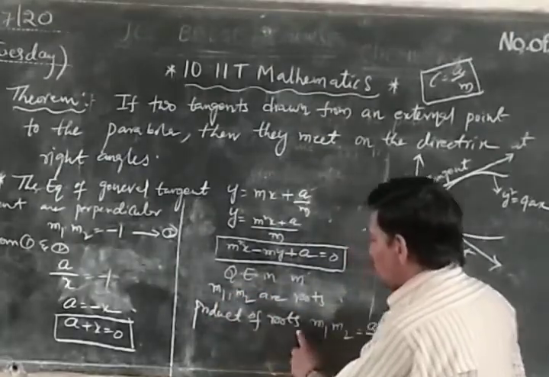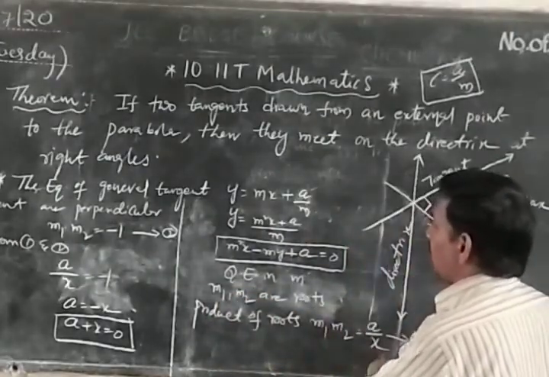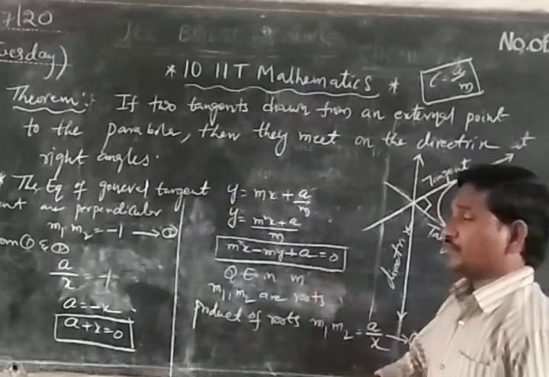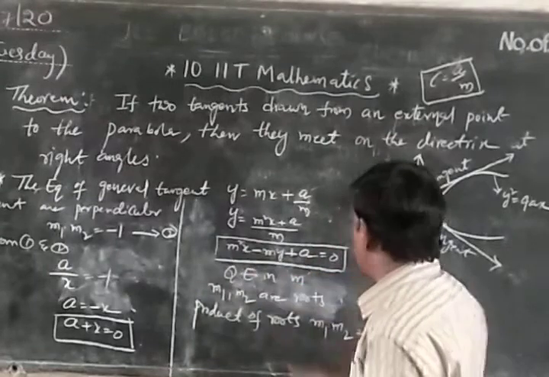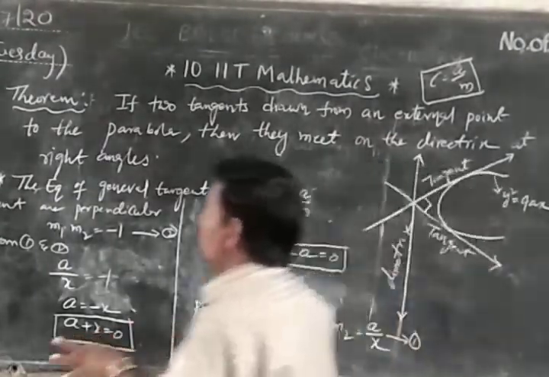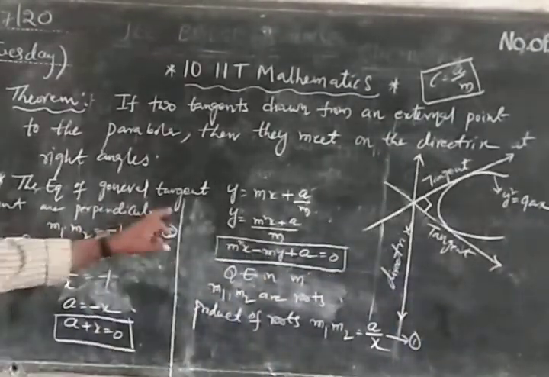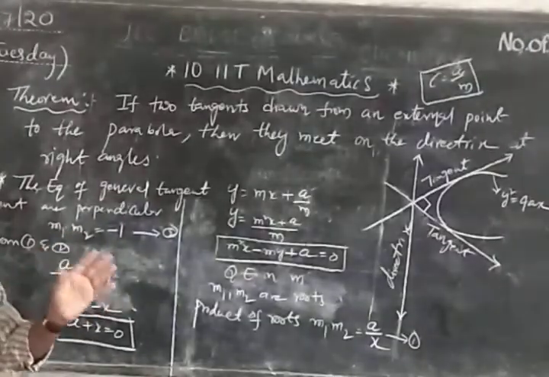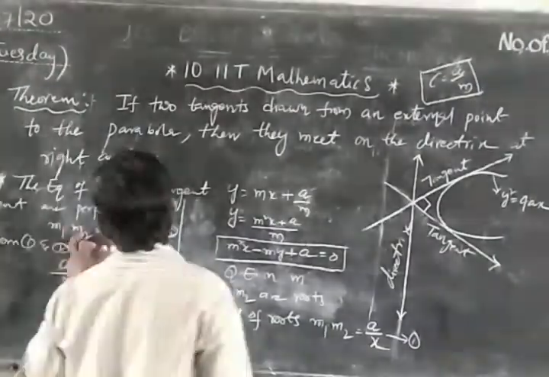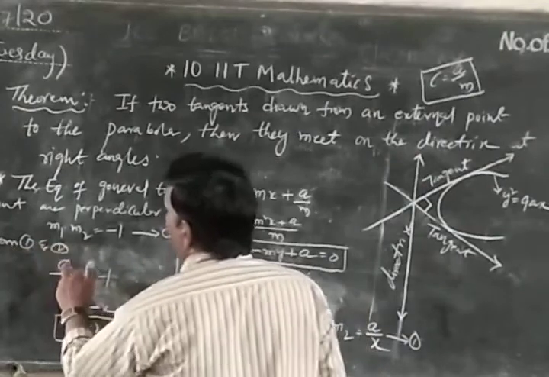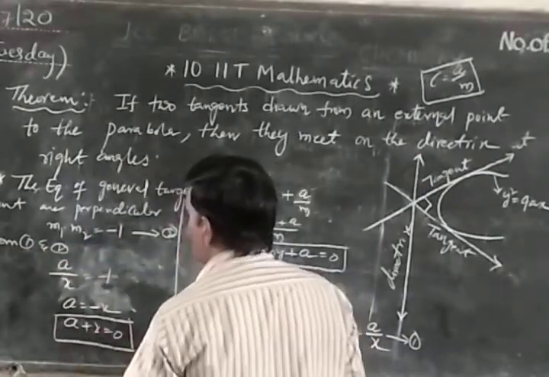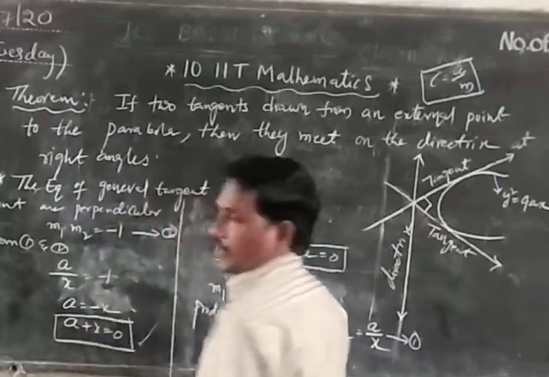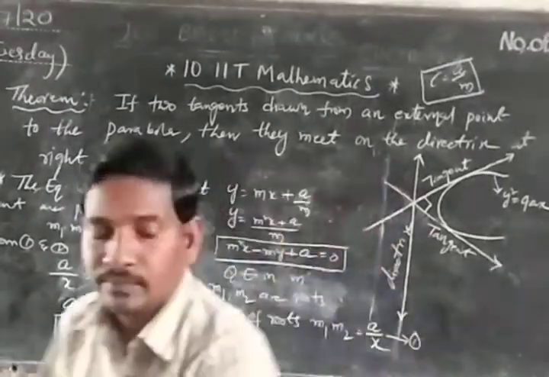The product of the roots, we know that m1 dot m2 equal to a by x. Why? Because the product of the roots is c by a, so a by x. We know that the tangents are perpendicular, so the product of the slopes m1, m2 equal to minus 1. From 1 and 2, a by x is equal to minus 1, a equal to minus x, a plus x is equal to 0. This is the equation of the directrix. Okay? This is the theorem. Write down.